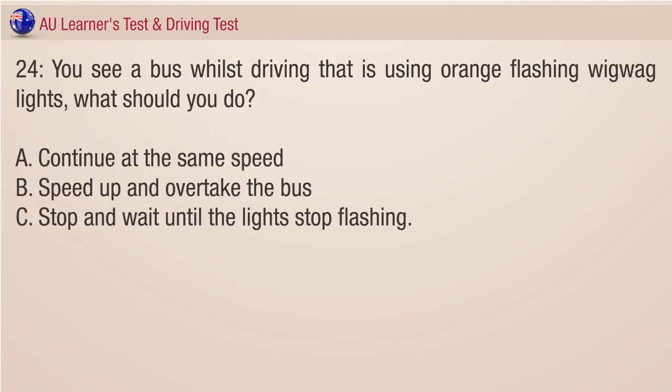Question 24. You see a bus whilst driving that is using orange flashing wigwag lights. What should you do? A. Continue at the same speed. B. Speed up and overtake the bus. C. Stop and wait until the lights stop flashing.